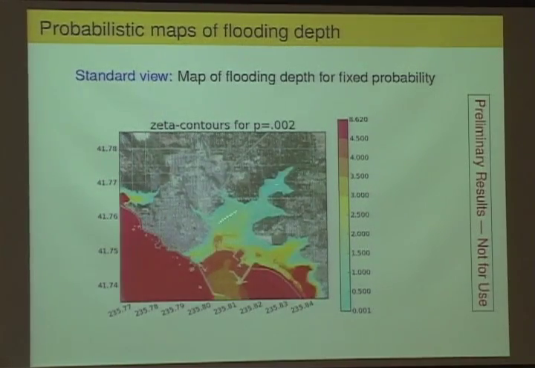Or if you look at an annual probability that's smaller, 0.002, then you're getting much more impact from these once every 500 years or so Cascadia subduction zone events, and there's a much larger region that can be expected to flood with probability 0.002 each year.